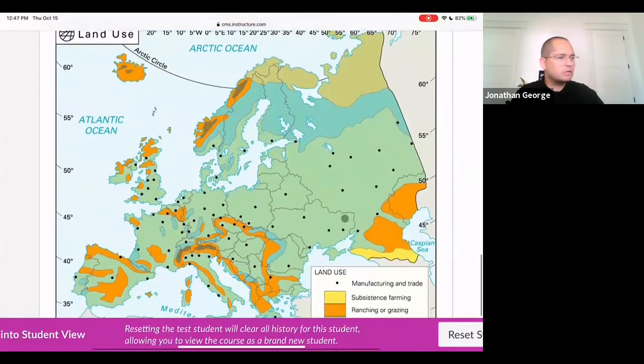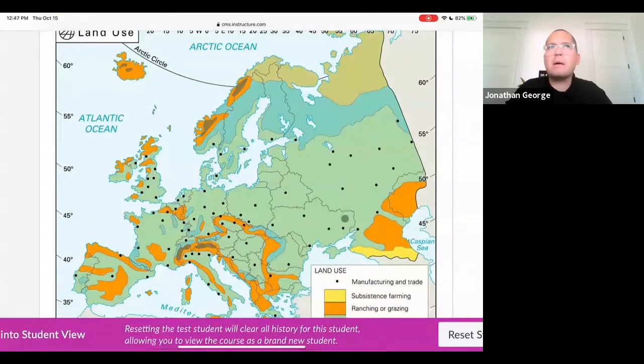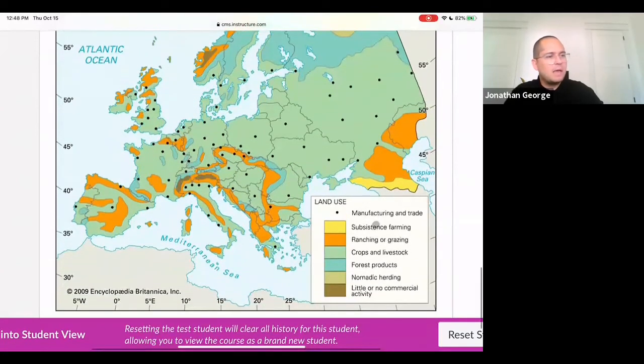Right, land use. Land use is talking about how these European nations are using their land. What is their land being used for? So if you look at the map again, subsistence farming, if we look at the key, subsistence farming is you only farm for yourself. Okay, you're not farming for anybody else. You're farming for your family. You're not farming crops to take to the market to sell. Okay, you just don't have that luxury.